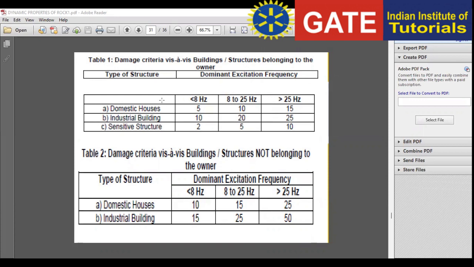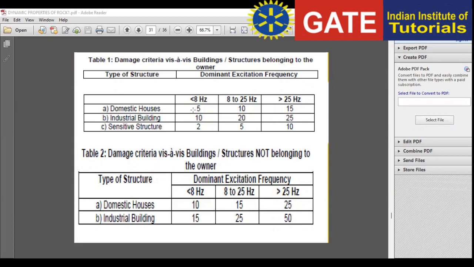Actually, in this chart, if the frequency of the ground vibration, the frequency of the seismic waves, is less than 8 hertz, then the permissible peak particle velocity is 5 millimeter per second. If the frequency is 8 to 25 hertz, then it is 10 millimeter per second. If the frequency is greater than 25 hertz, then it is 15 millimeter per second. So basically, with the increase in frequency, the maximum allowed peak particle velocity also increases.